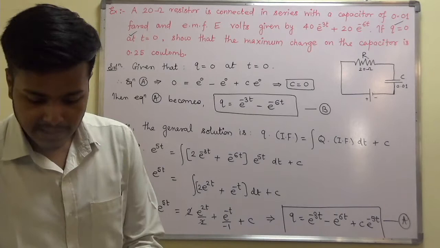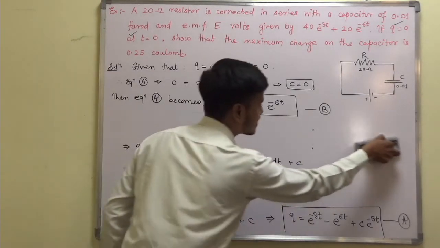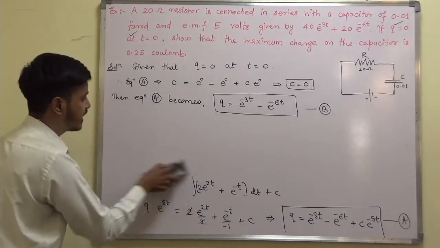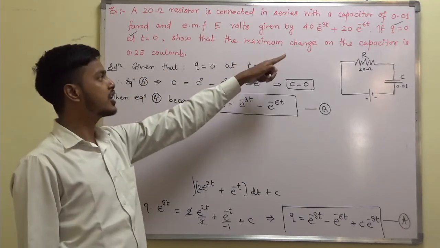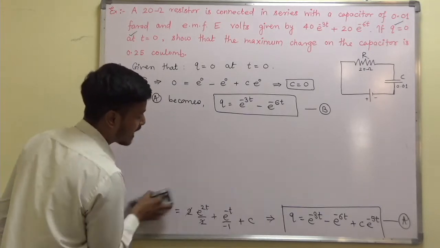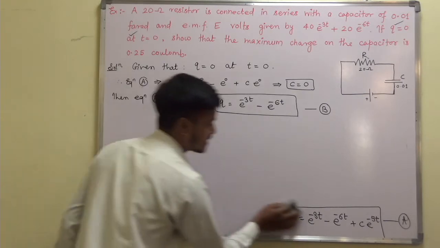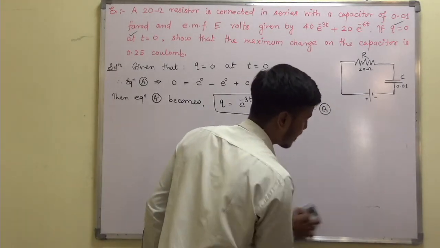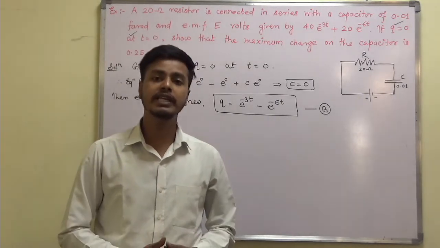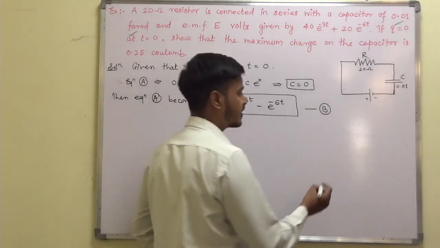After getting this q, I need to find out the maximum charge, right? Because this problem says show that the maximum charge on the capacitor is 0.25 coulomb, and to find the maximum charge I need to apply the second order derivative test for maxima. Okay, do you remember what the second order derivative test for maxima or minima is? So let me remind you of that thing.